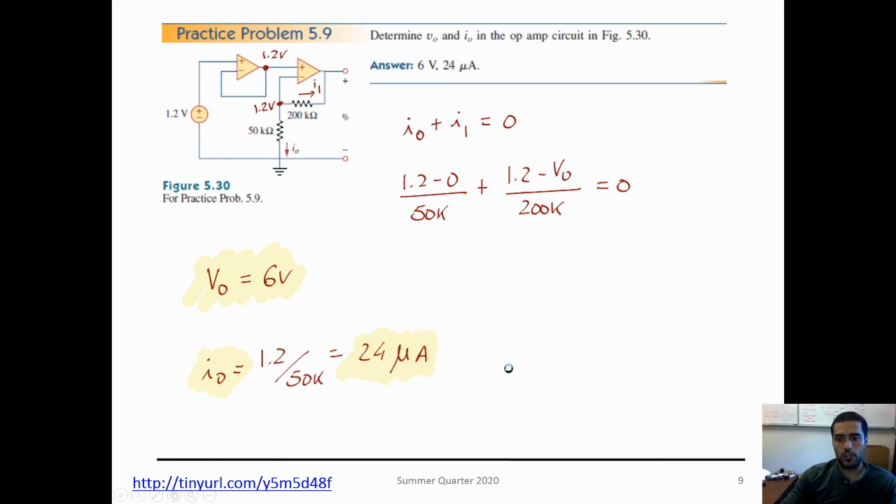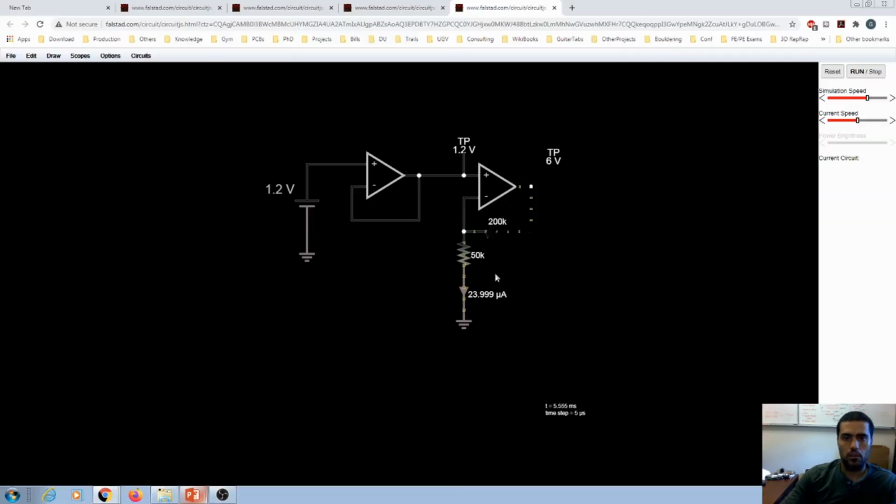Let's simulate the circuit. And here, this is what you have. Your output is 6 volts. I get 1.2 volts that shows up over there. So if I pick these up and put them there, that's my voltage. Great. Plug it back again. And my current flowing through the 50k is 24 microamps. So everything is good.